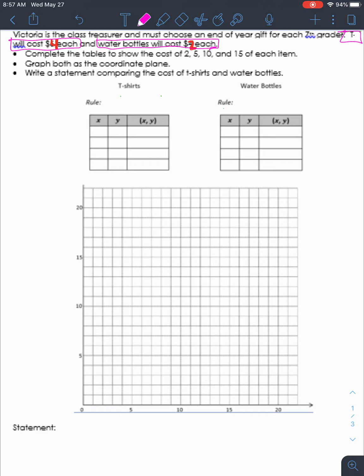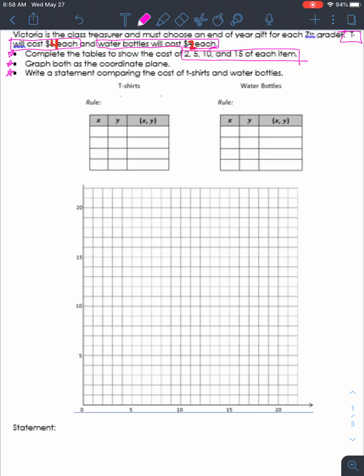And the next pieces of information are really nice because they kind of bullet pointed off for us, so it's a little bit easier to understand. Complete the tables to show the cost of 2, 5, 10, and 15 of each item. Then you're going to graph both on the coordinate plane. Lastly, you will write a statement comparing the cost of t-shirts and water bottles.